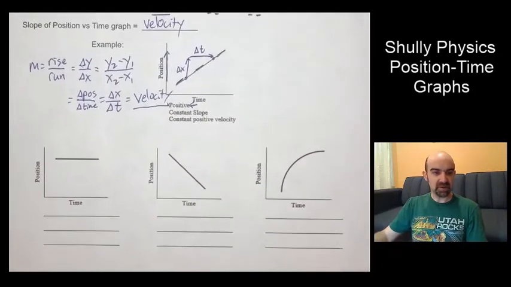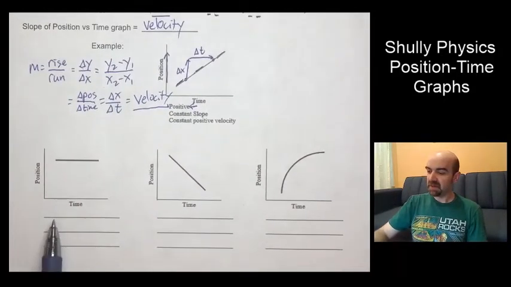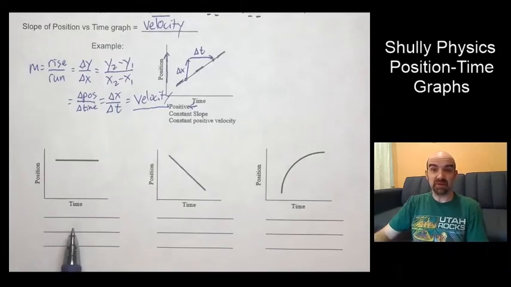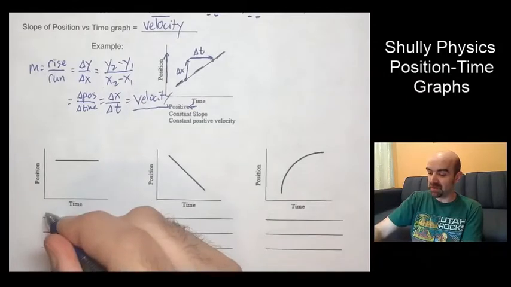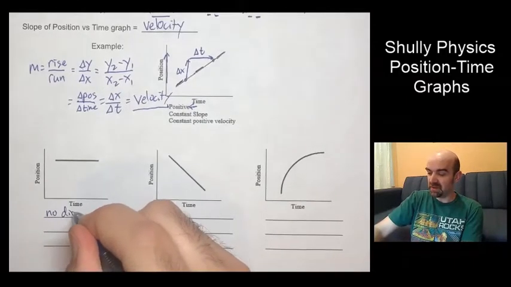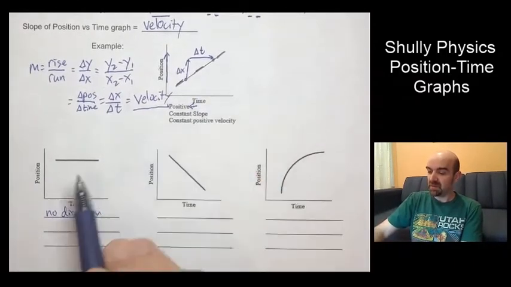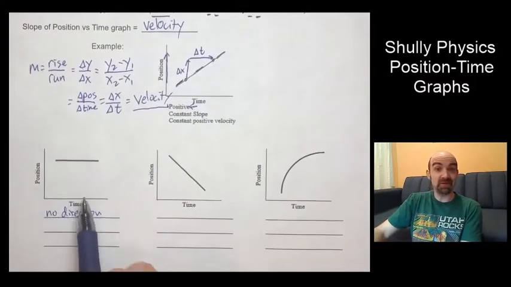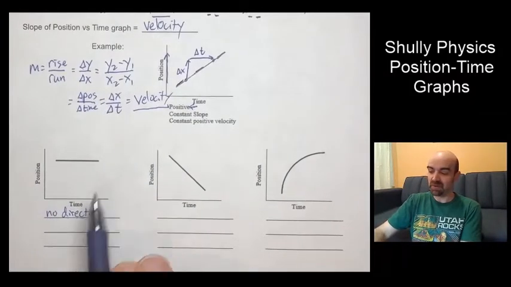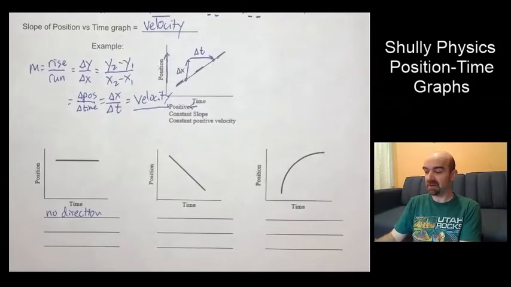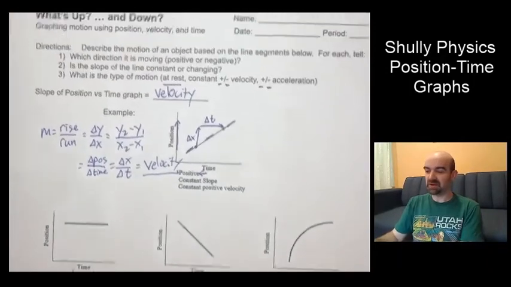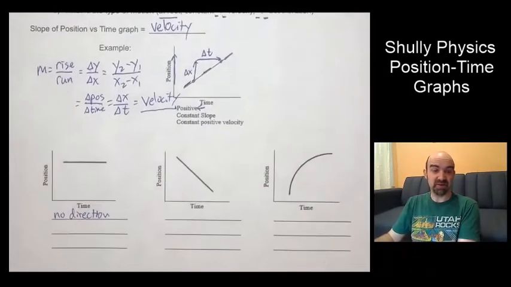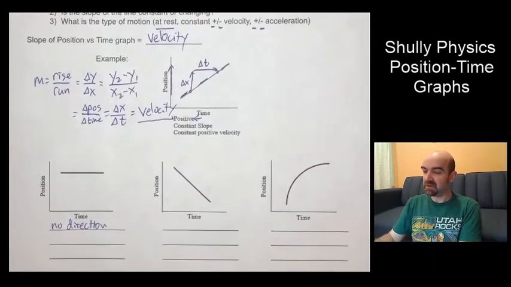All right, so in this first one, what is the direction? Is it a positive change or a negative change? It's no change at all. There's no direction here. The position is not getting greater or lesser. The position is staying the same. So this is no direction at all. Not trying to trick you there. It's not positive or negative. It's neither. So number 2, what is the slope?